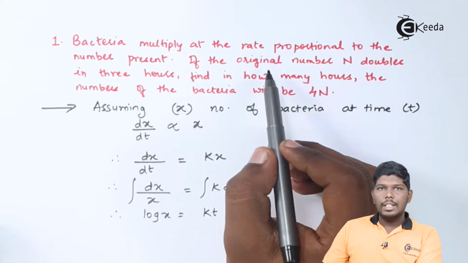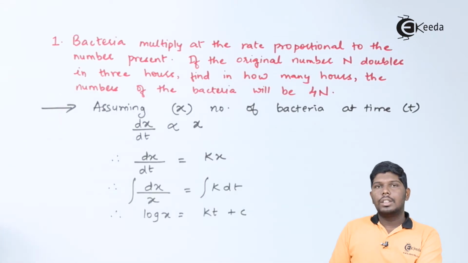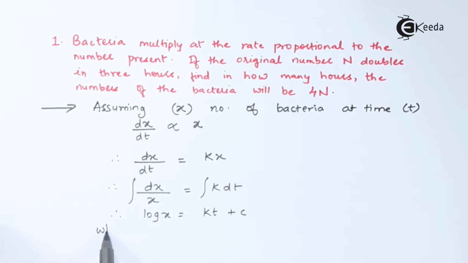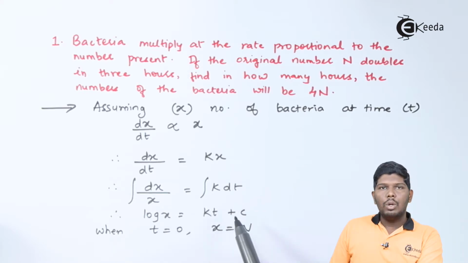For that, first condition is given as the original number n. So the original number was n. Original number means it is the starting number of bacteria, and for that we can take the value of time as 0, as from that time we are going to start the process. So when time is 0, number of bacteria, that is x, will be equal to n. Let us use this value in the above equation and get the value of first constant.